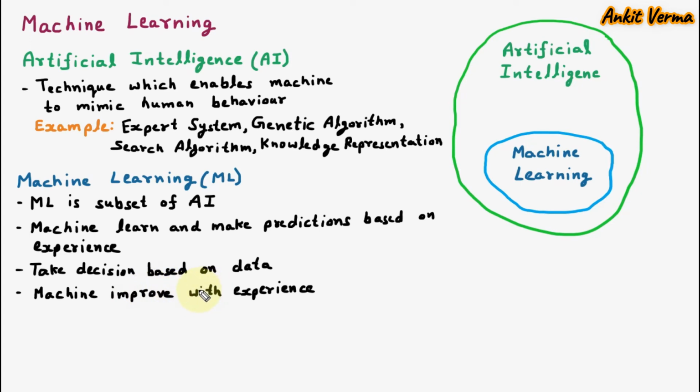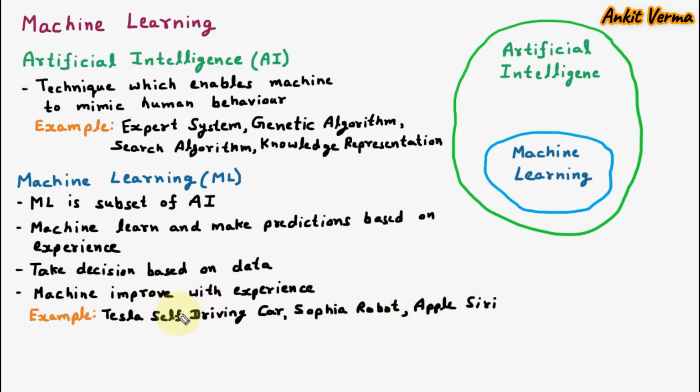The examples of machine learning are Tesla self-driving car, Sophia robot, Apple Siri, and many more. In a self-driving car, there are sensors which sense the real-time location and the movement of the car, and based upon that they take the decision and move the car. Sophia robot is a machine learning trained robot; if you ask it a question repeatedly, it will not give you the same answer because it recognizes the patterns and behaves and answers just like a human. Apple Siri is a voice assistant which performs some action based upon the voice command.